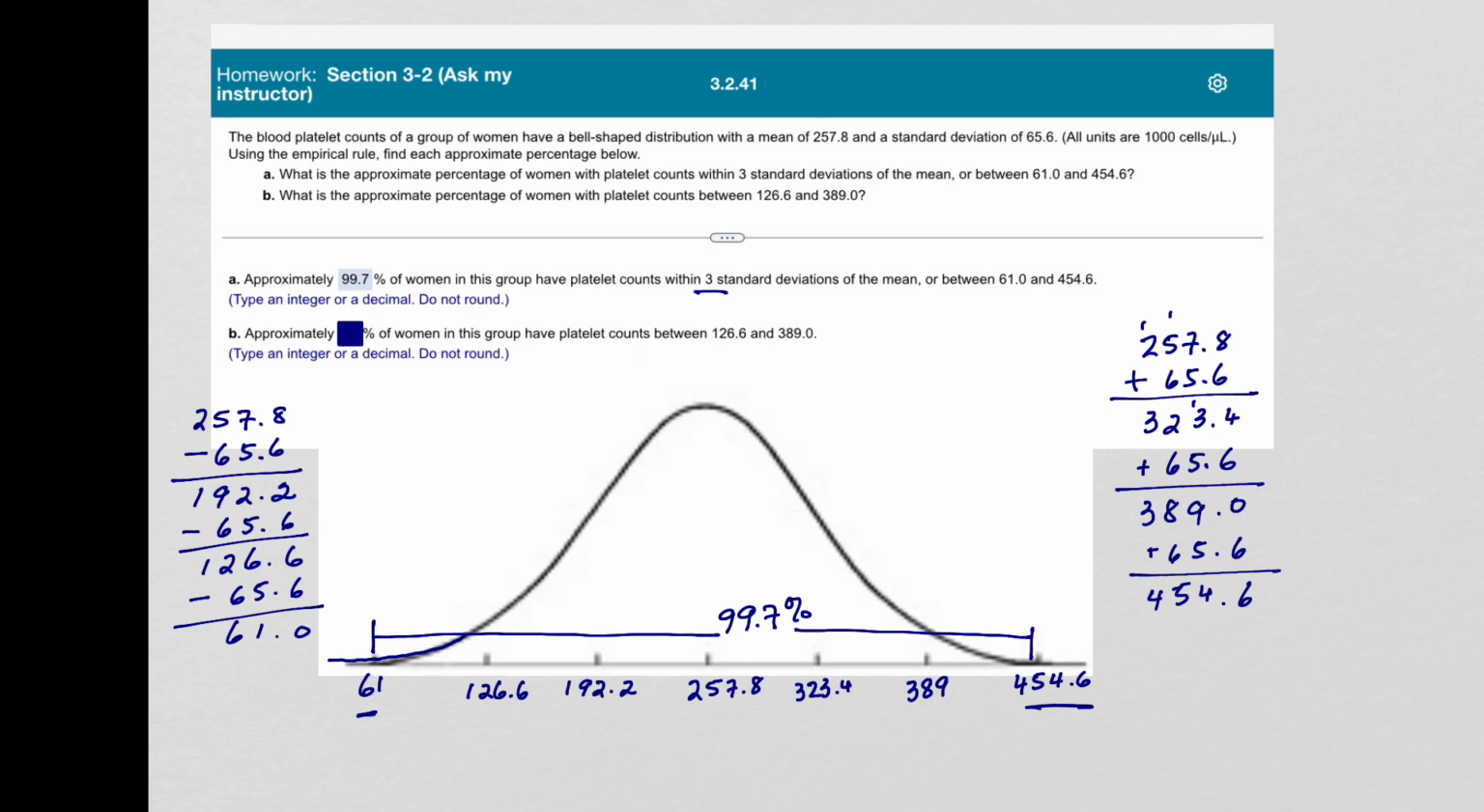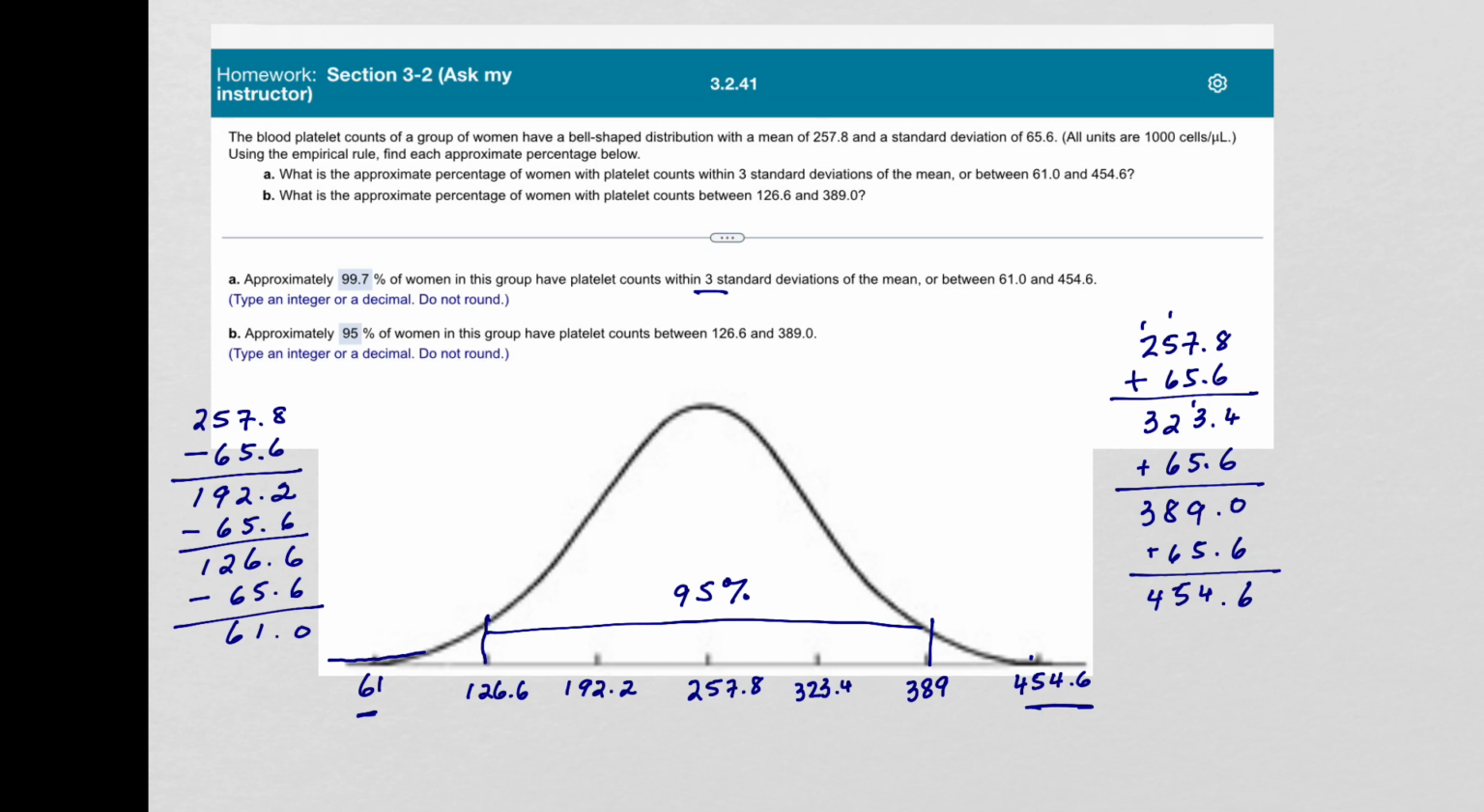Next, it says approximately what percentage of women in this group have platelet counts between 126.6 and 389. So I'm going to take out this 99.7%. Now we're looking at 126.6 to 389, and the percentage that fall within 2 standard deviations of the mean. Still, most of the data, it's going to be 95%. So we see that that is the answer to part B.